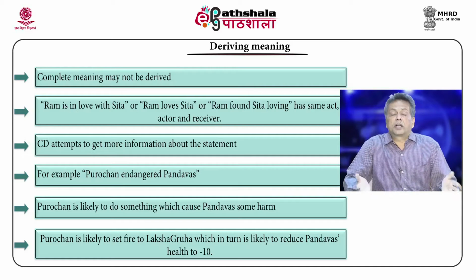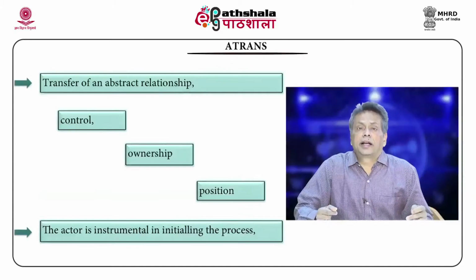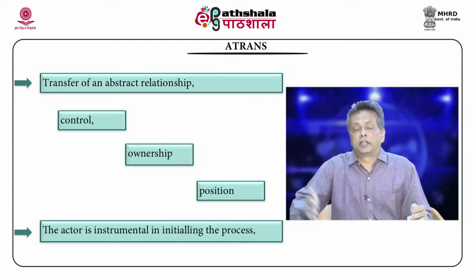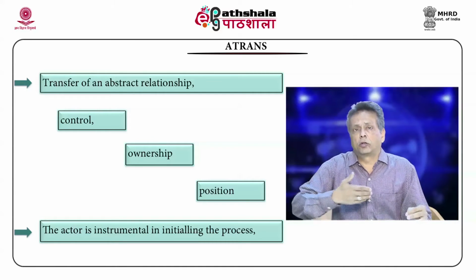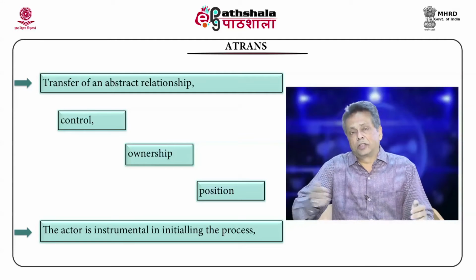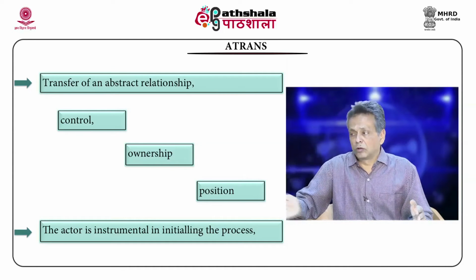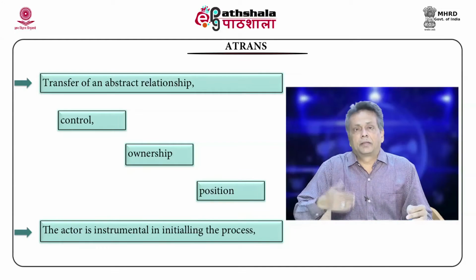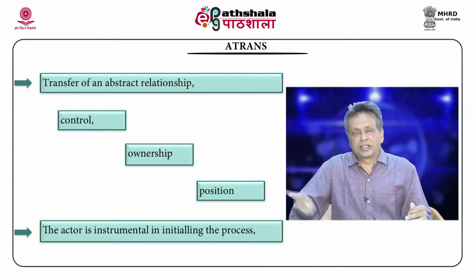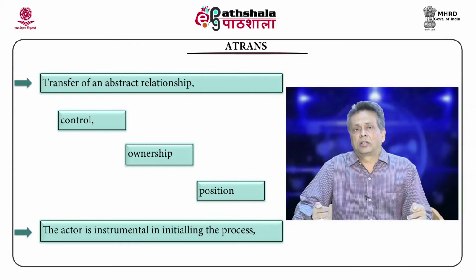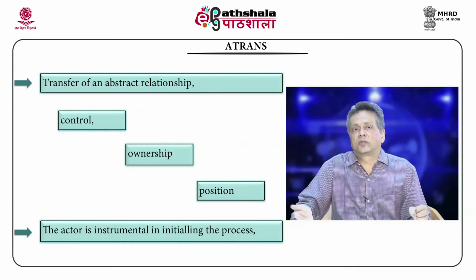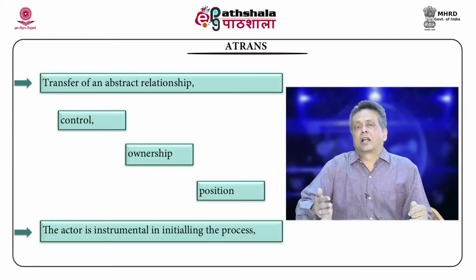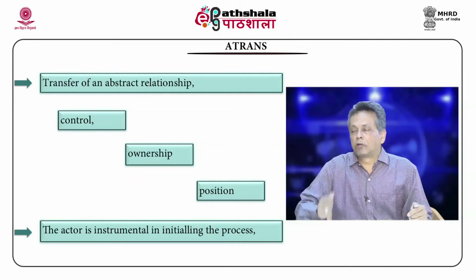Okay, let us start talking about the first primitive, PTRANS, abstract transfer. Actually, it talks about mental control, that is, the control or ownership or position transfer. For example, one example given in the handout says "Sachin gave his bat to Sarfaraz." Now, that is an example of the transfer of ownership. Such things are represented using the primitive called PTRANS.